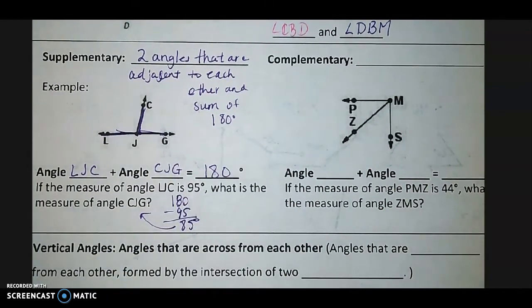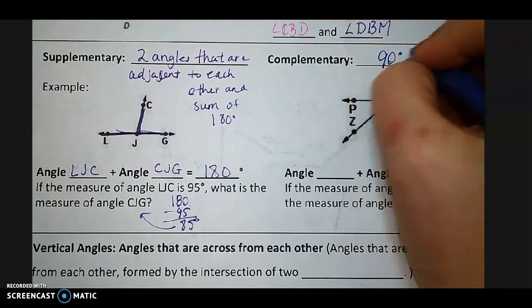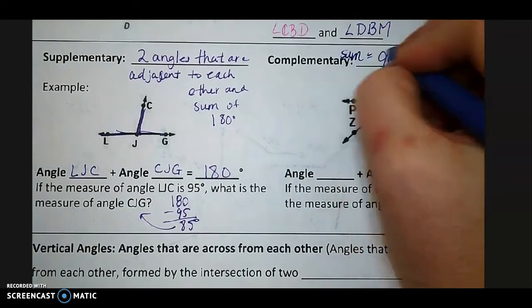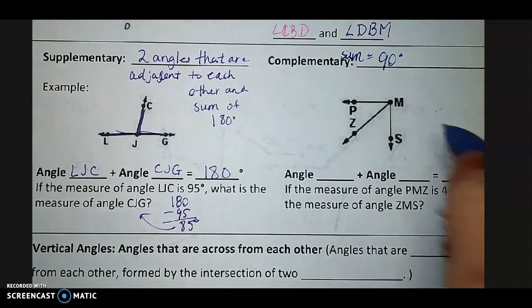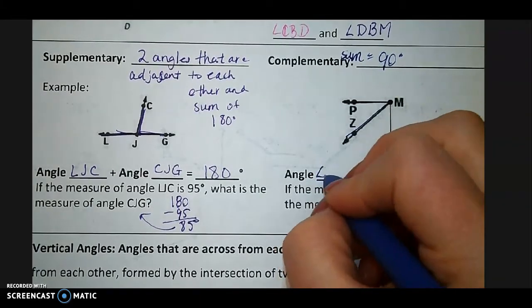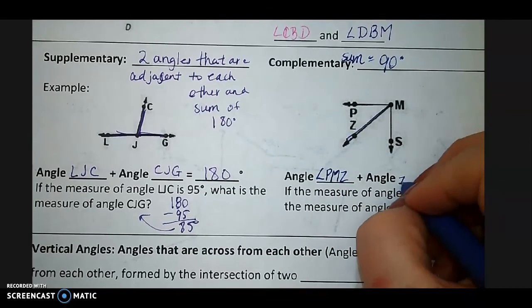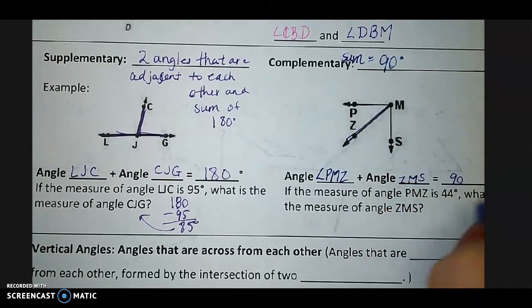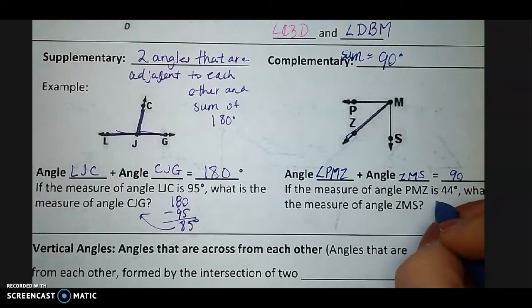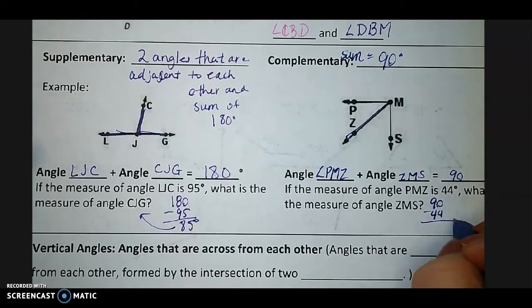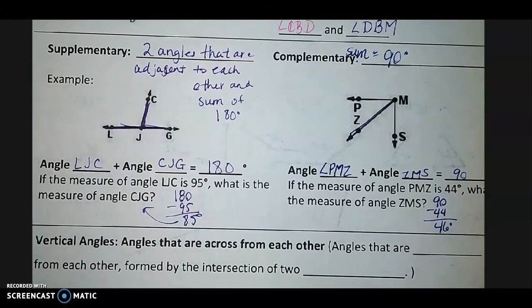Now, if the two angles come together and equal 90 degrees, then I have complementary angles. So PMZ and ZMS equal 90 degrees. So if PMZ is 44, I just have to subtract, and I would get 46 degrees for the other one.